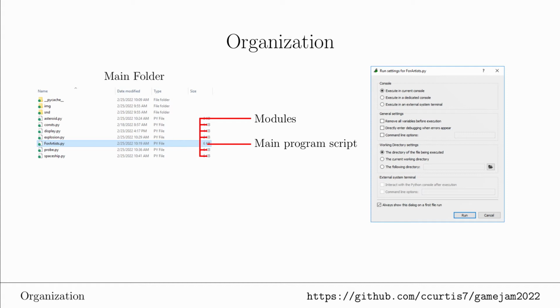The other files in the main folder are modules, which store code and run various elements of the game. You will also see that there are a couple of folders. All the graphics are stored in the IMG folder, and all the sounds are stored in the SND folder. You may also see a folder called PyCache, which is a folder that is automatically generated when you play the game. You can ignore that one.